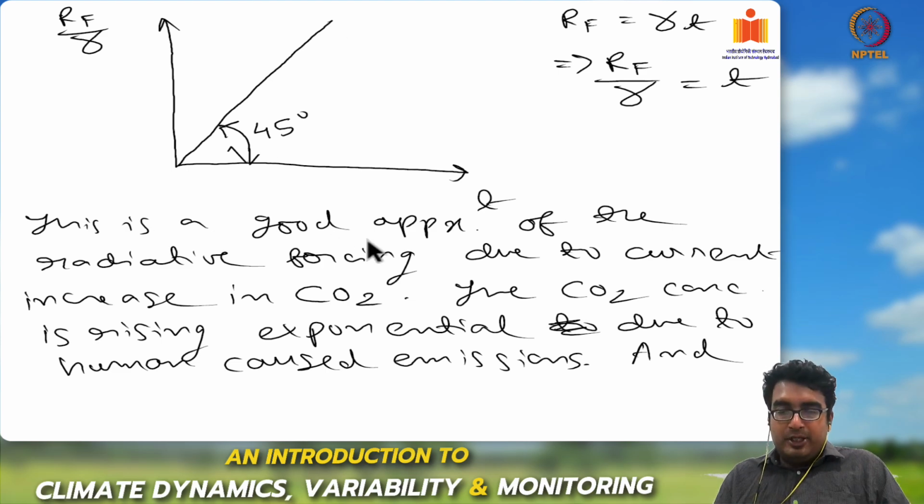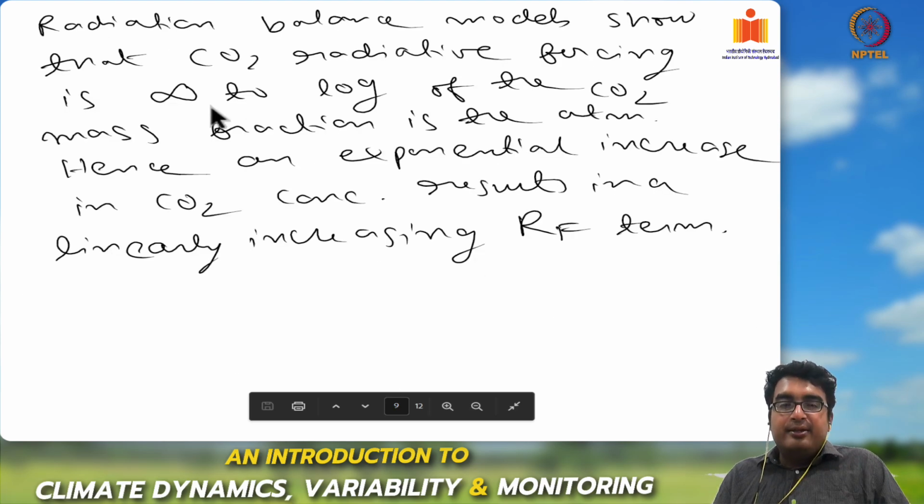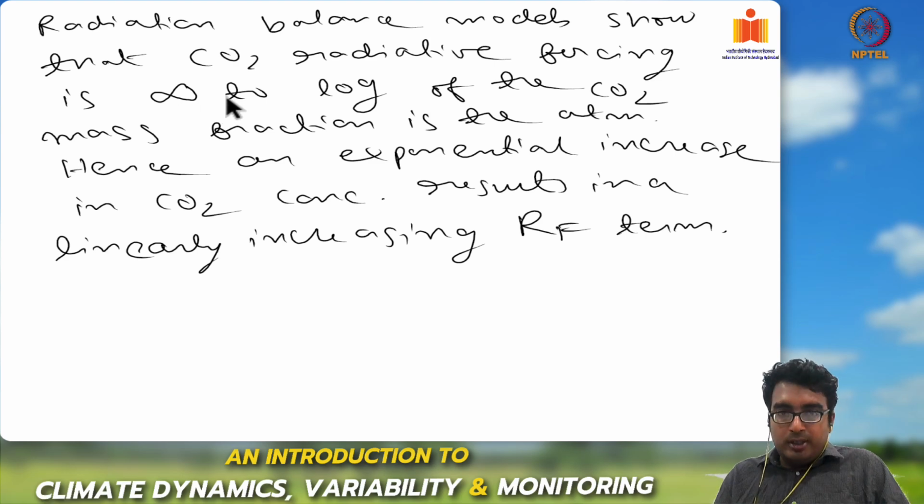This is a good approximation, as I told you before, of the radiative forcing due to the current increase in CO2. The CO2 concentration is rising exponentially due to human-caused emissions, and radiation balance models show that CO2 radiative forcing is proportional to the log of the CO2 mass fraction in the atmosphere. Hence, an exponential increase in CO2 concentration results in a linearly increasing RF term. So since CO2 concentration is increasing exponentially right now, and radiative forcing is proportional to the log of the CO2 concentration, the radiative forcing is increasing linearly.